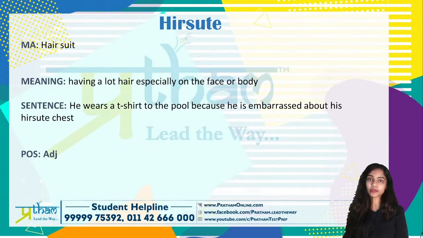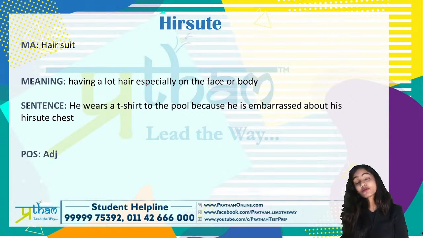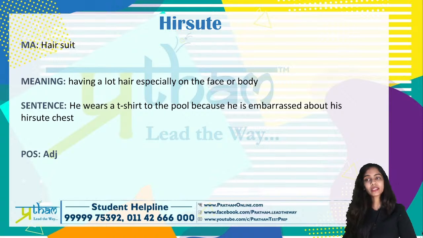The word is hirsute. Hirsute को mnemonic aid में कैसे याद रखेंगे? Hair suit. अगर आपकी पूरी body is full of hair, then you call yourself hirsute. Okay, your body is hirsute. Your whatever, hands, legs are hirsute. Basically meaning, or if a person has a lot of hair on his face, then that person has a hirsute face. So hair suit is basically how we can remember this word. That's the mnemonic aid. So hirsute is having a lot of hair, especially on the face or the body.